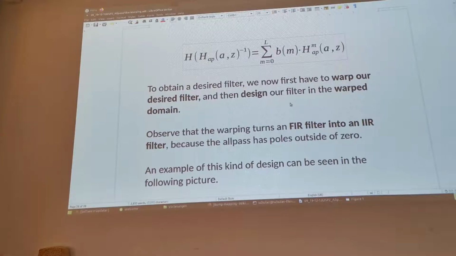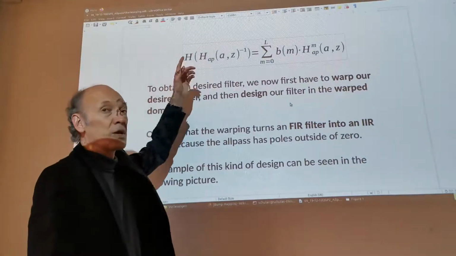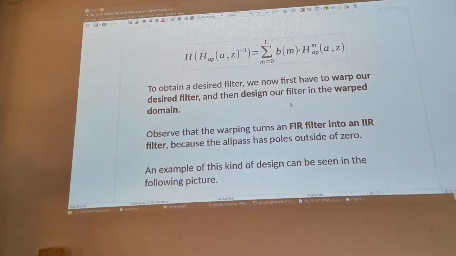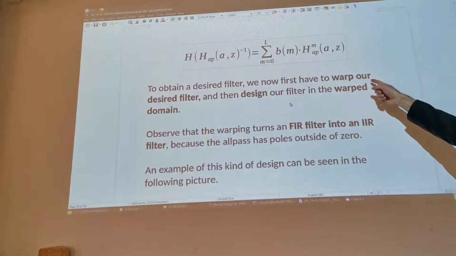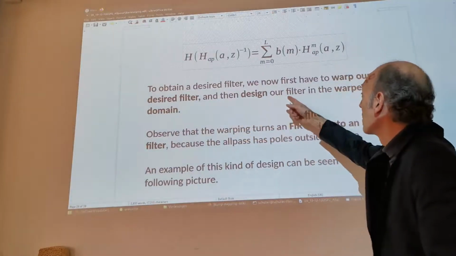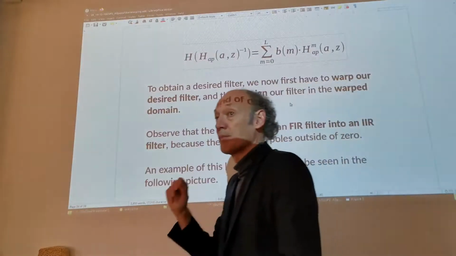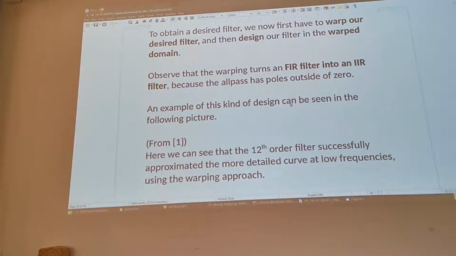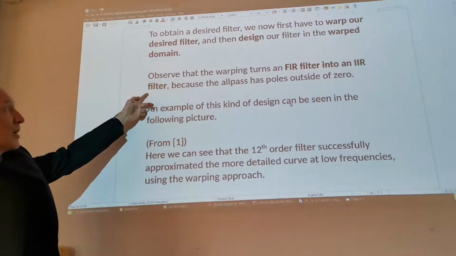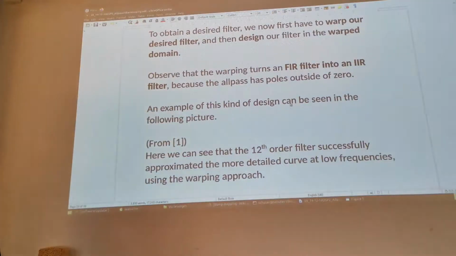Yeah, so this gives us a warped filter, but if you want to have a desired frequency response, now we have to basically warp our filter design. Right? To obtain a desired filter, we now first have to warp our desired filter and then design our filter in the warped domain. Right? Because the filter coefficients operate in the warped domain. Yeah, and also observe that the warping turns an FIR filter into an IIR filter because the all-pass is IIR. Right? It has poles.